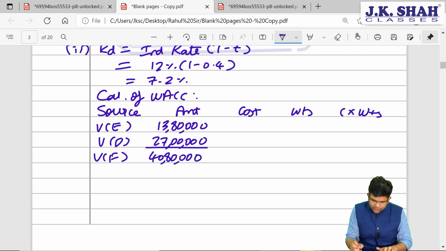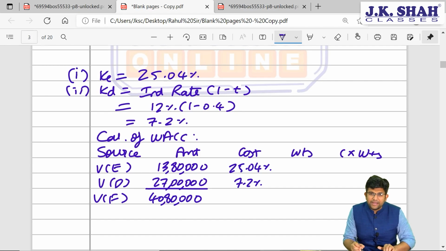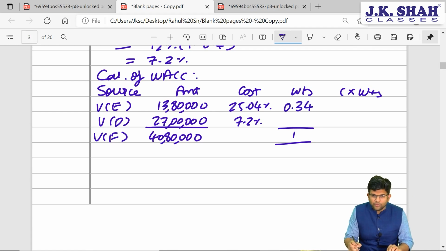40,80,000. As far as costs are concerned, 25.04% is KE, 7.2% is KD. Let's calculate the weights. 13,80,000 divided by 40,80,000 will give you a weight of 0.34, and this will be 0.66. Everybody clear? 0.66. So children, now that we have the weights, let us calculate the WACC.